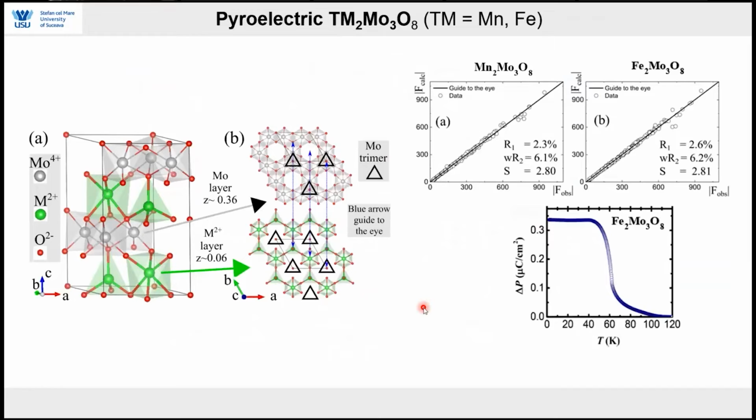So that was basically the main interest for us: why do you have this huge polarization change as you lower the temperature? Now, I worked experimentally on this one, on the manganese compound and the iron compound. I sorted out the crystal structure, and here you see the fits of the data.